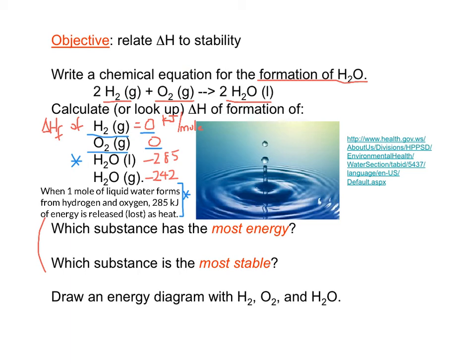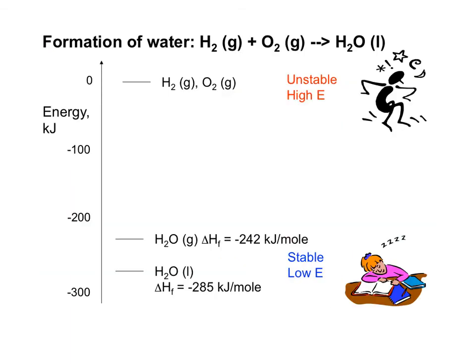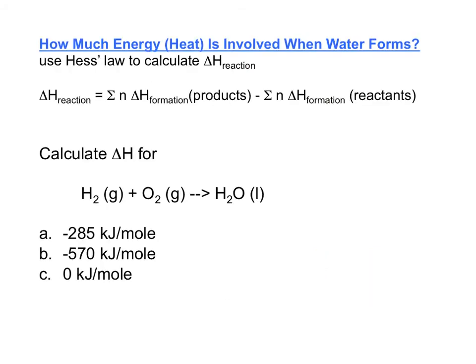So the substance with the highest energy is, and the most stable substance is, An energy diagram looks like this. This energy diagram shows that H2 and O2 are highest energy or unstable, and H2O liquid is lowest energy or the most stable. Now you're ready to calculate delta H for this reaction. Stop the video and apply Hess's law.